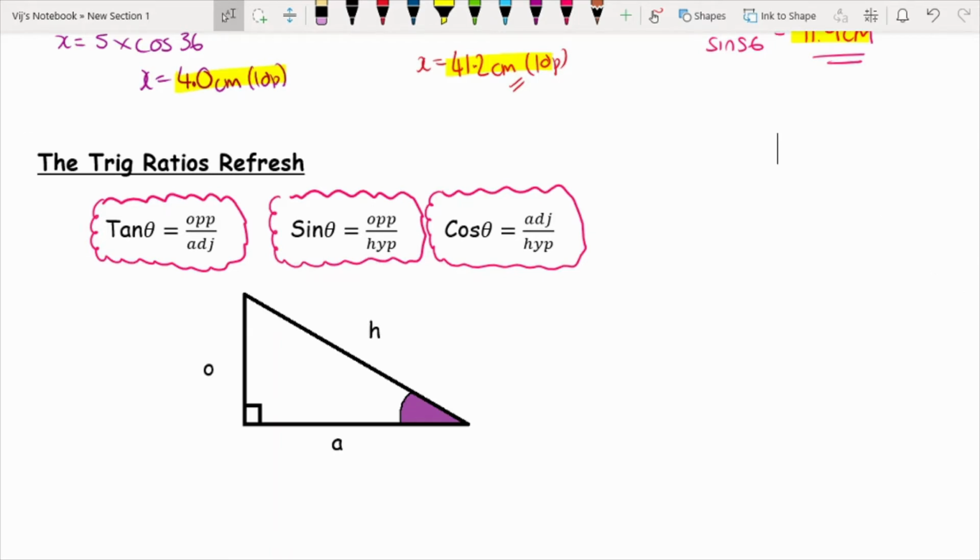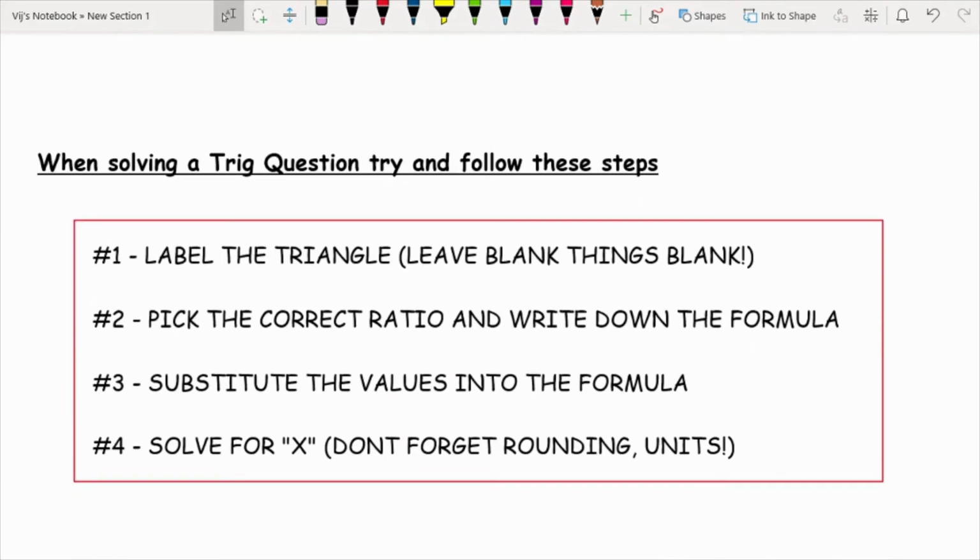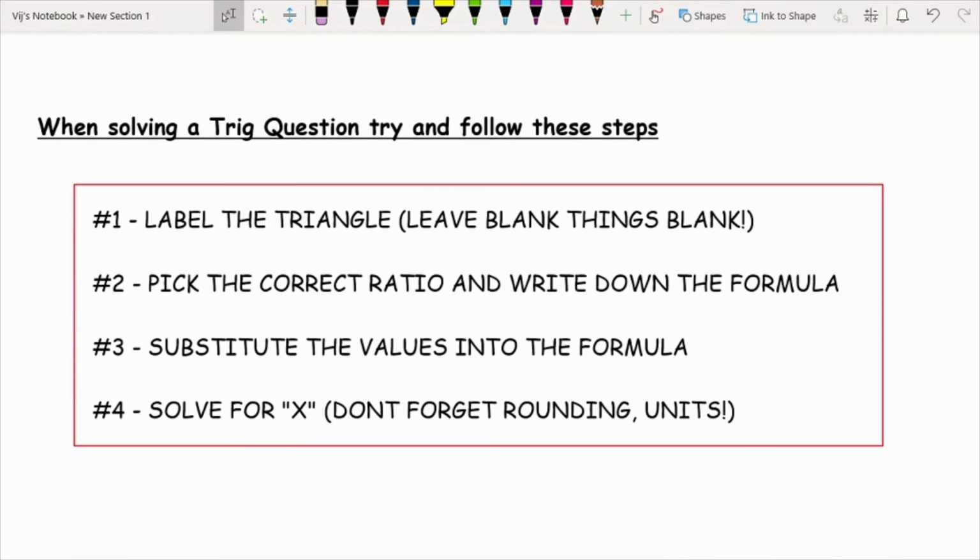Now, the good thing about working out the angle, which is the main theme of this tutorial, is that the method is exactly the same. The first thing you want to do is label the triangle, leaving blank things blank. The second step is you then want to pick the correct ratio and write down the formula. The third step is you substitute the values into the formula, and then the fourth step, and this is the only thing that's going to be different, is we need to solve it for x.